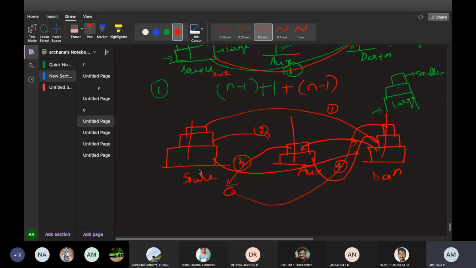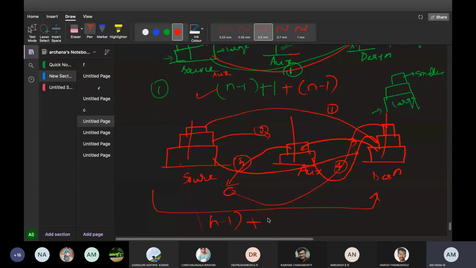To do this, you have to formulate this mathematically. You have to tell how the steps are going on. That mathematical step is what I have written here. So first, move n minus 1 disks. Every disk which is there, we have to remove all these disks, right? Move all the n minus 1 disks.